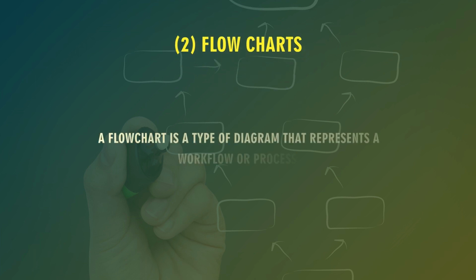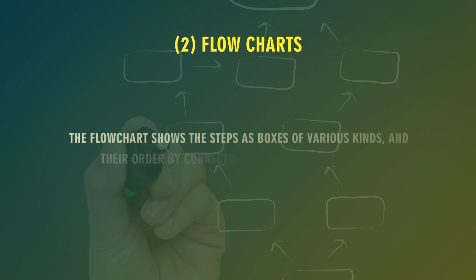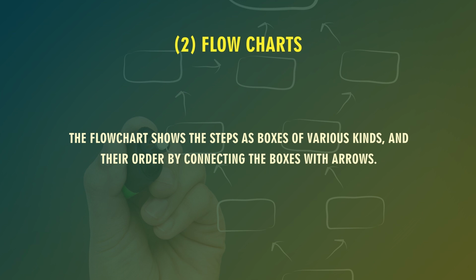And the flow chart is also one of the ways of presenting data in the form of a diagram. A flow chart is a type of diagram that represents a workflow or process. A flow chart can also be defined as a diagrammatic representation of an algorithm, a step-by-step approach to solve a task. The flow chart shows the steps as boxes of various kinds and their order by connecting the boxes with arrows.